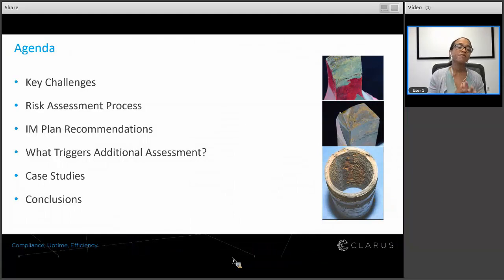With that, we're going to review key challenges that we see across our different projects, review the risk assessment process, IM plan recommendations that are typically used for internal corrosion management, and go over what type of things trigger additional assessment. Review a couple of case studies in which these elements come into play, and then go over final conclusions.